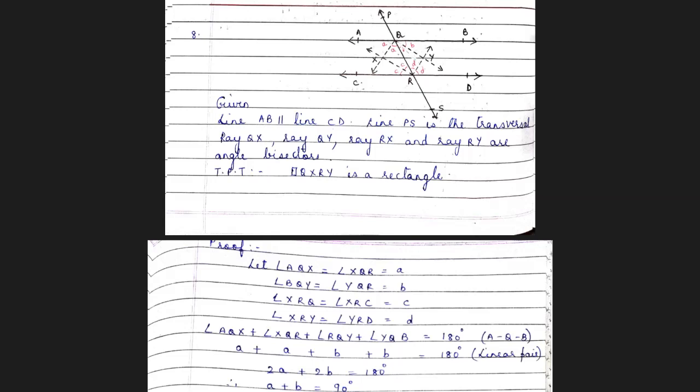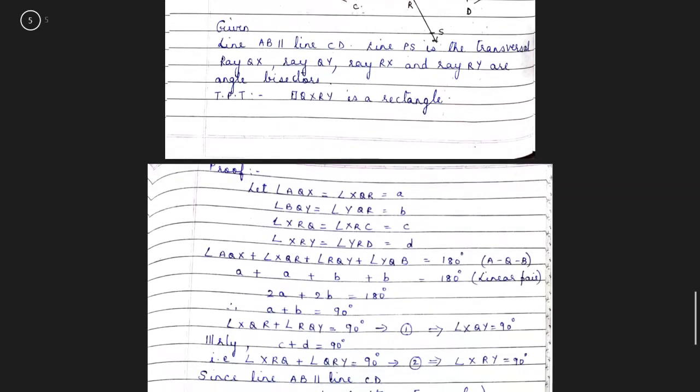Now, angle AQX plus angle XQR plus angle RQY plus angle YQB is what? 180 degrees. Why? Because AQB forms a linear pair. A plus A, I write it as 2A, B plus B is 2B. So 2A plus 2B is 180. Dividing by 2 throughout, I get A plus B is 90 degrees.